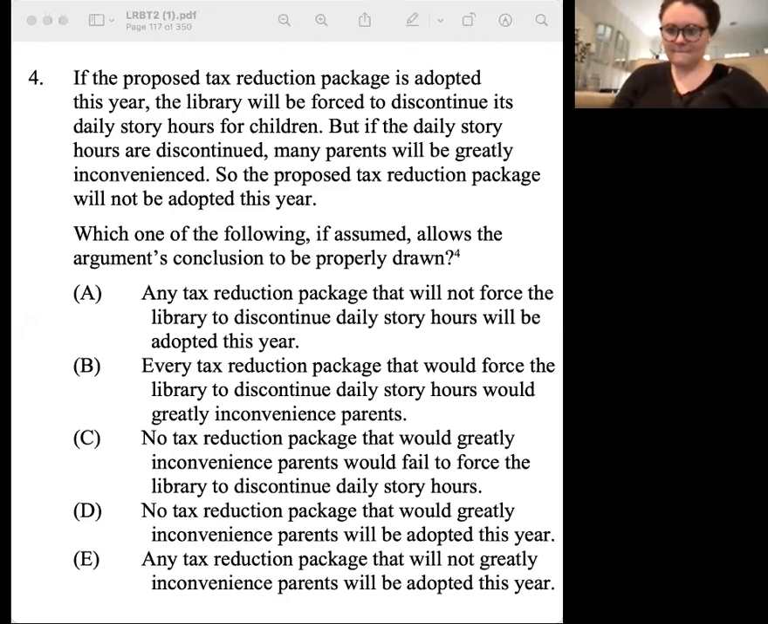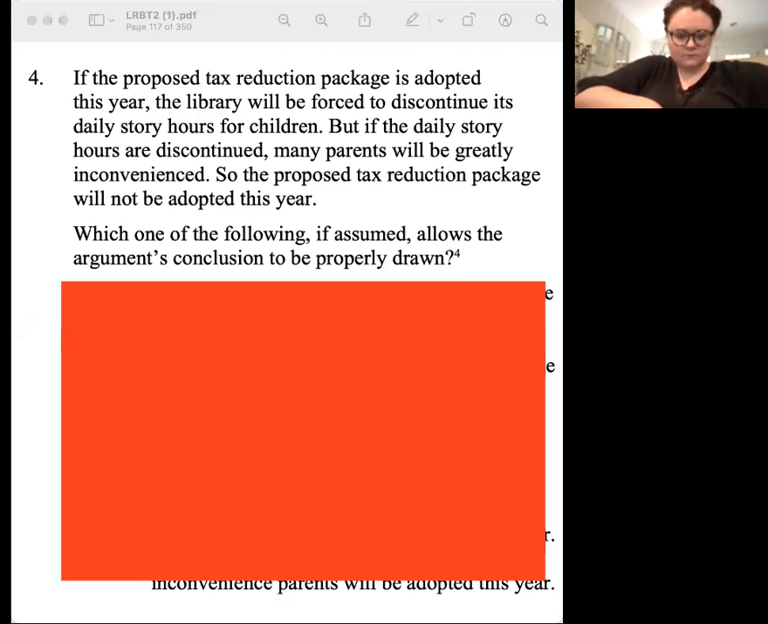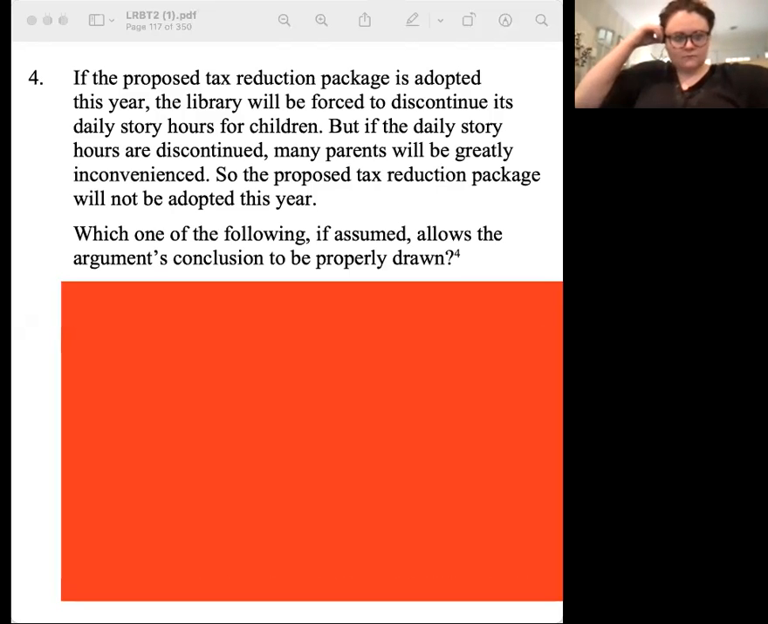If the proposed tax reduction package is adopted this year, the library will be forced to discontinue its daily story hours for children. But if the daily story hours are discontinued, many parents will be greatly inconvenienced. So the proposed tax reduction package will not be adopted this year. Which one of the following, if assumed, allows the argument's conclusion to be properly drawn?